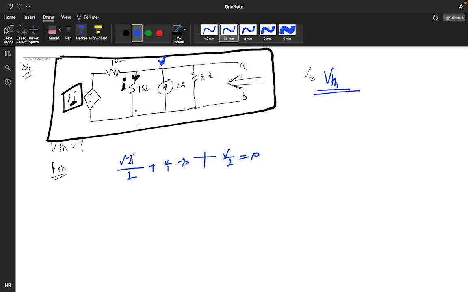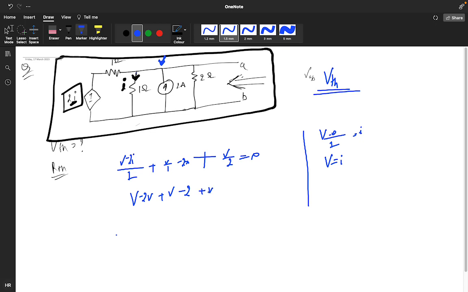And what is the relation between V and I? The value of I is given, so what is the relation? (V minus 0) divided by 1 is equal to I. So your V is equal to I only. So instead of I, we can write: V minus 2V plus V minus 2 plus V by 2 is equal to 0.